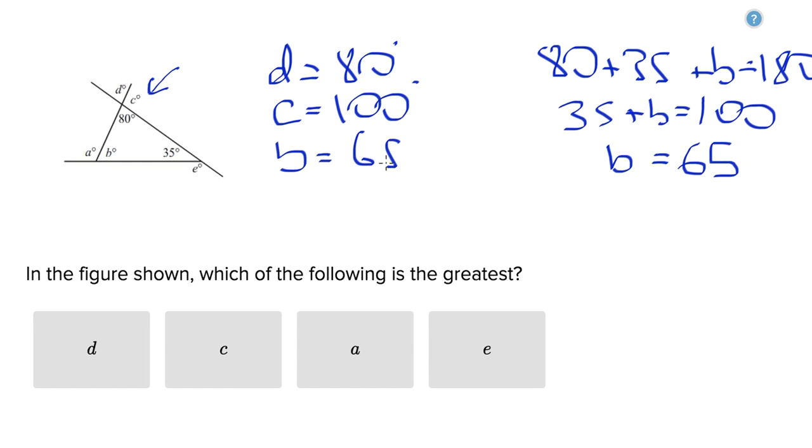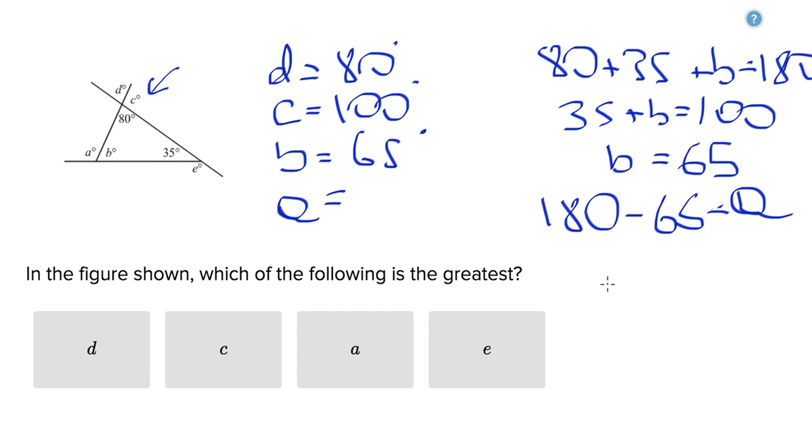B equals 65 degrees. And then finally, we know that A is supplementary to B. So A is going to have to be 180 minus B, which is 65. And to solve for that, we can just say that's going to have to be 115 degrees. So we can list that over here, 115 degrees.